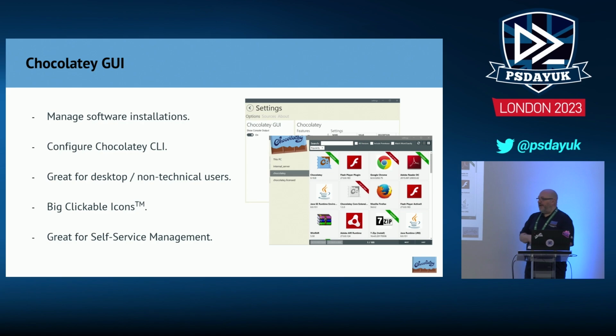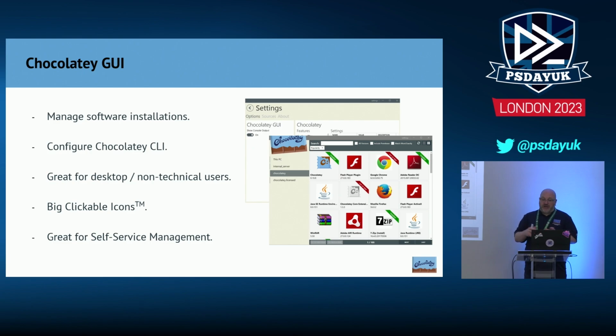Chocolatey GUI, as I said, big clickable buttons, or big clickable icons that we've got there, allows you to manage the software installations with some of the functionality that Chocolatey CLI has. So it's not got all that advanced functionality because you don't need it. If you're going to be using the GUI version, you tend not to be needing all the advanced functionality, but it allows you to do pretty much what most people want, which is install, upgrade, uninstall, and pin software.